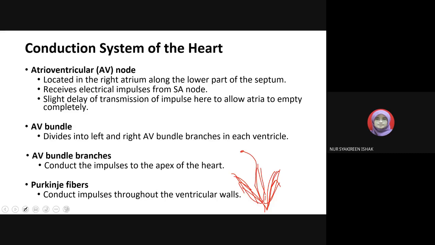Sebab apa? So the contraction of the ventricle has to start from the apex upward because the aorta and also pulmonary artery ada dekat atas supaya darah tu dikeluarkan keluar ke dalam aorta and also pulmonary artery. So dia kena contract dari bawah ke atas supaya untuk tolak darah dalam ventricle keluar melalui aorta and also pulmonary artery yang berada dekat atas jantung, bukan dekat bawah. So the contraction has to go from apex upward. Okay, apex upward. Bundle branches, apex upward. Macam tu. Okay.